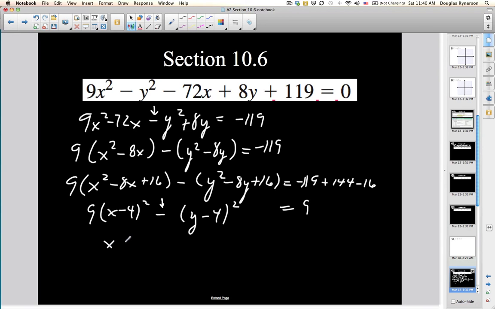When I divide everything by 9, I'll get (x - 4)² over 1 minus (y - 4)² over 9 is equal to 1. Okay, and that's the last bit of information you needed to get from 10.6. All the other information we had worked in along with sections 2, 3, 4, and 5.